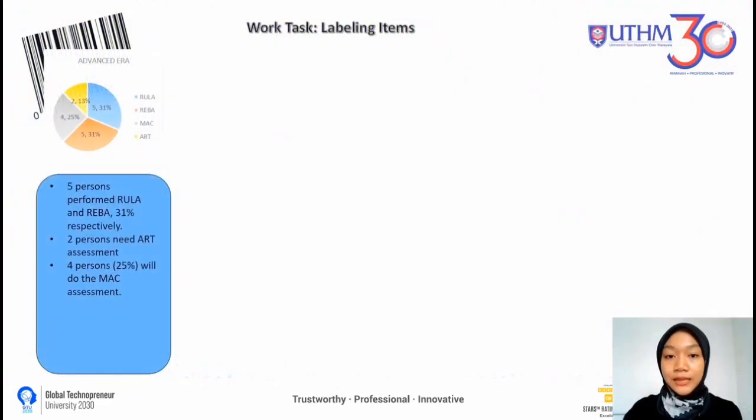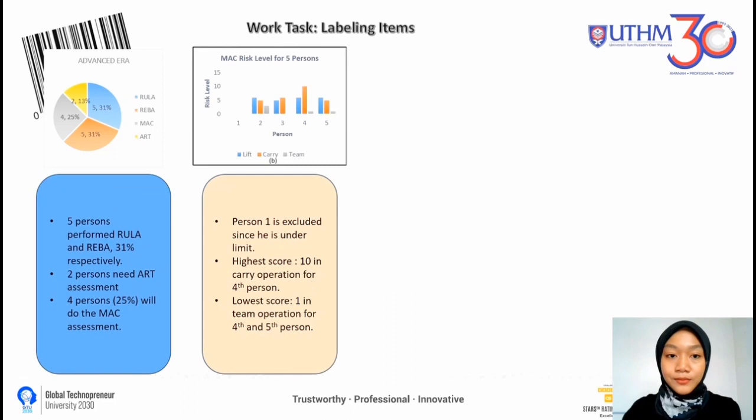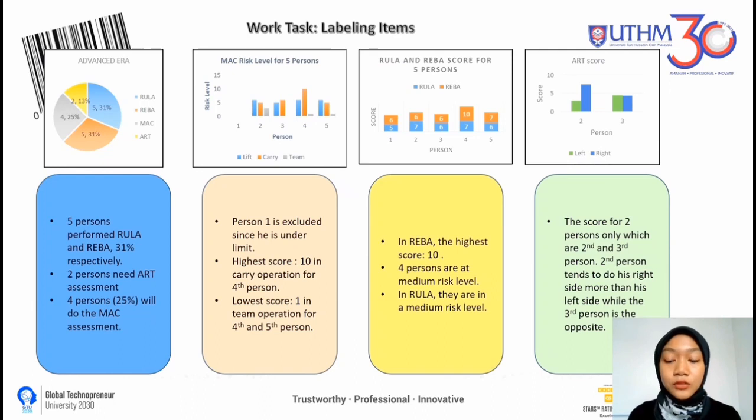The first work task is labeling item. The labeling item task was assessed using RULA, REBA, MAC and ART. The max risk level is 5%. Excluded is person 1 since he is under the limit. The highest score is in the carry operation for the 4th person, and the lowest score is 1 in the team operation for the 4th and 5th person. ART scores are for 2 persons, the 2nd and 3rd person.